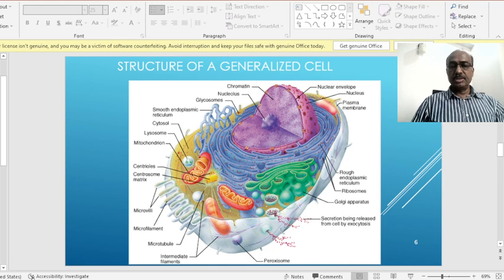Friends, this is the picture of a generalized cell. So you are seeing there are so many parts of the cell, but don't get confused. You need not mug up to remember these parts of the cells. Only you should know what are the important parts of the cells and their functions.